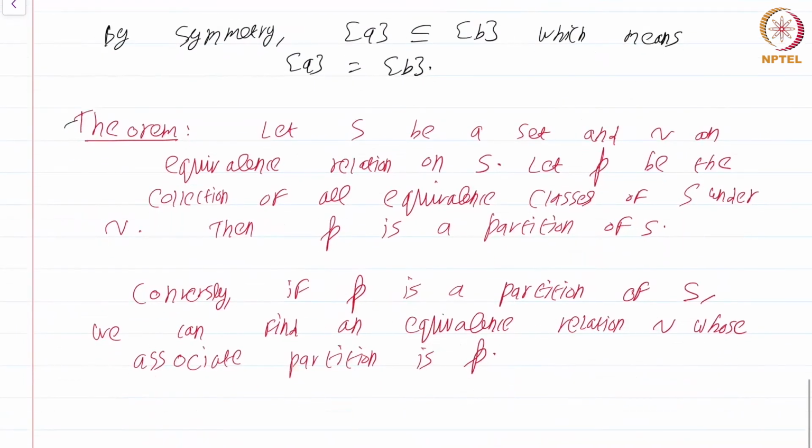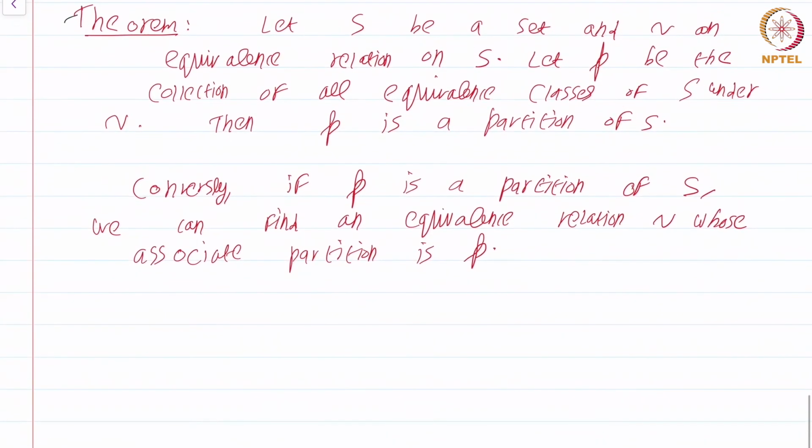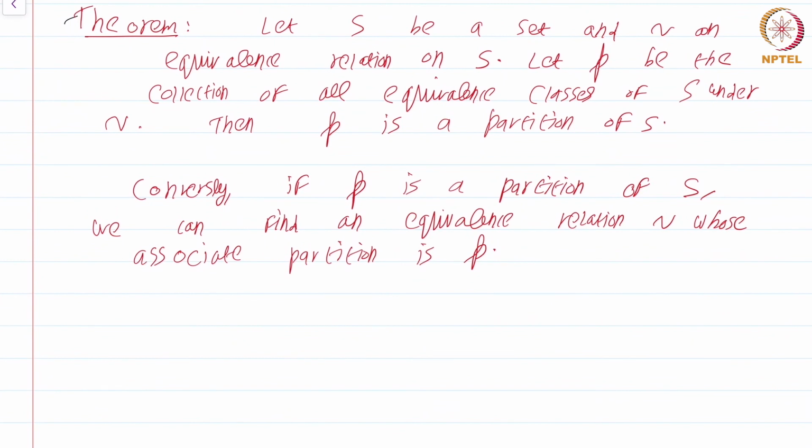So what does this theorem say? It says that if you start with a set that is equipped with an equivalence relation, you consider the collection of all equivalence classes, that gives you a partition of the set. Conversely, you start with a partition of the set. We can define an equivalence relation in such a manner that if you consider the partition generated by that equivalence relation, in other words, the collection of all equivalence classes under this equivalence relation, then you get back the original partition. Okay. So, proof.